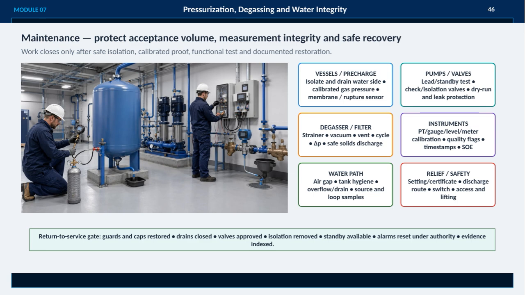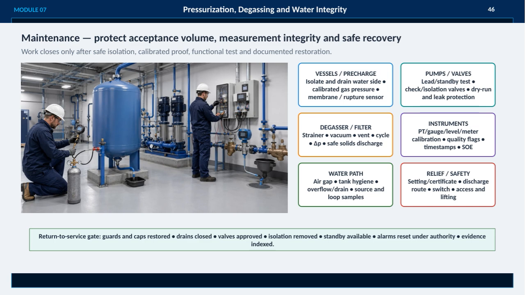Key areas include vessels and precharge, where we isolate and drain the water side, apply calibrated gas pressure, and monitor membrane or rupture sensors. For pumps and valves, we perform lead and standby tests, check isolation valves, and protect against dry runs and leaks. Degassers and filters involve managing strainers, vacuum conditions, vents, cycling, differential pressure monitoring, and ensuring safe discharge of solids. Instrumentation requires careful calibration of pressure transmitters, gauges, level meters, and the use of quality flags, timestamps, and sequence of events logging.